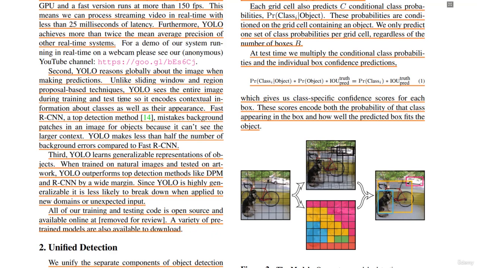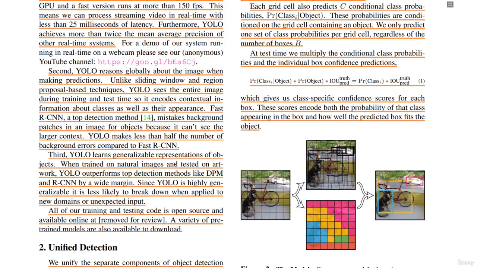So actually what it does is it encodes information about the classes, about their location, and about whether it's an object or not in just one convnet, instead of having to divide this into several different convnets and several different subsystems. Fast RCNN, which is a top detection method, mistakes background patches in an image for objects because it can't see the larger context, whereas YOLO makes less than half the number of background errors compared to fast RCNN. Then thirdly, YOLO learns generalizable representations of objects.